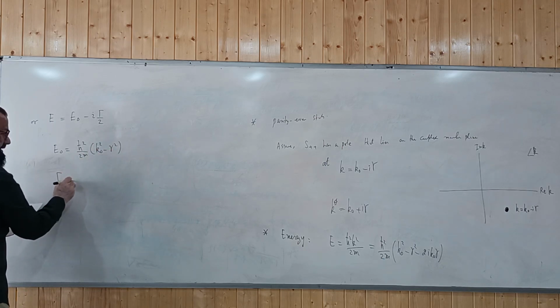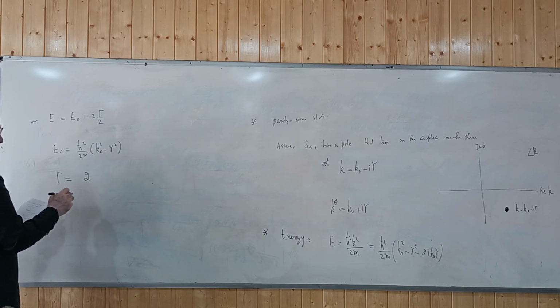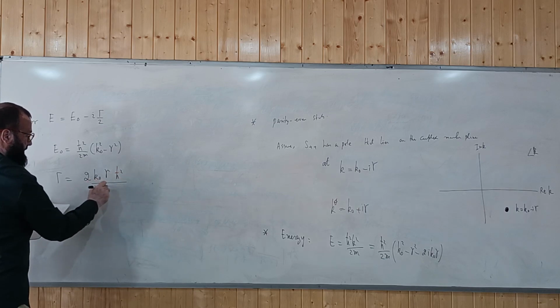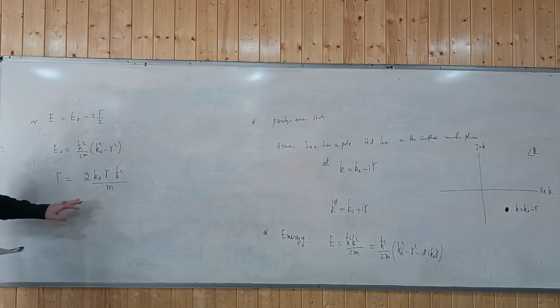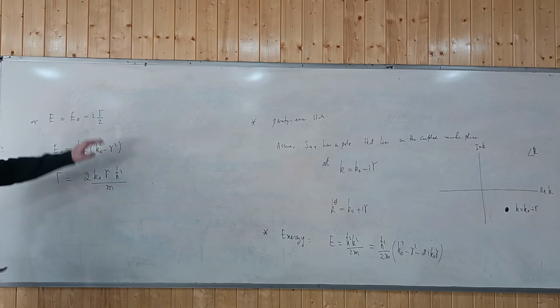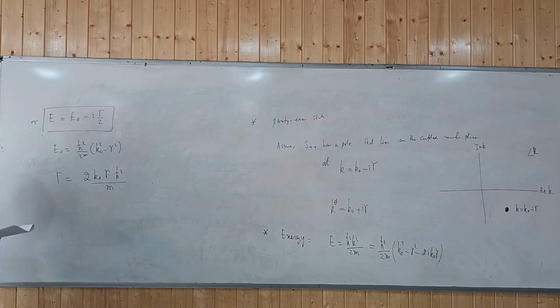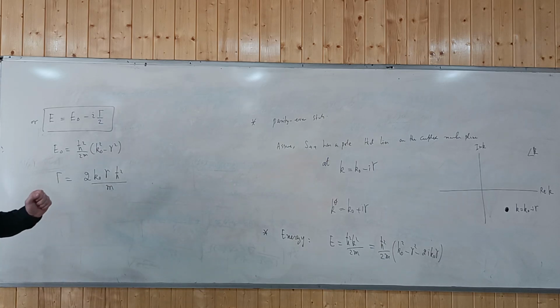What is this capital gamma? It is simply twice k naught gamma h cross squared by m. So just read it like this. Now what have you got? You have got energy, is it? Energy is complex.